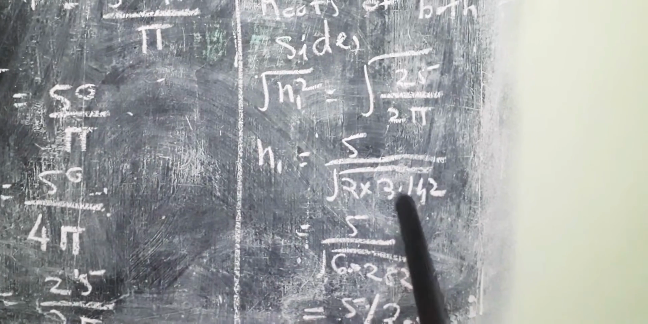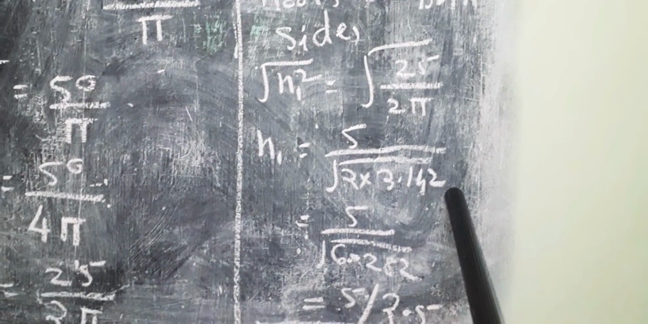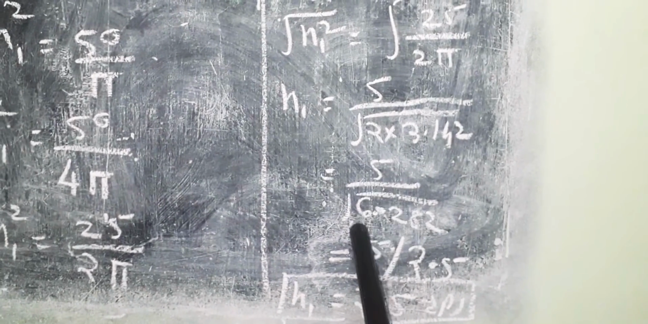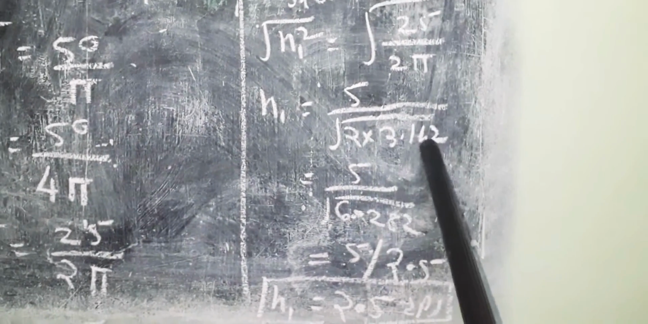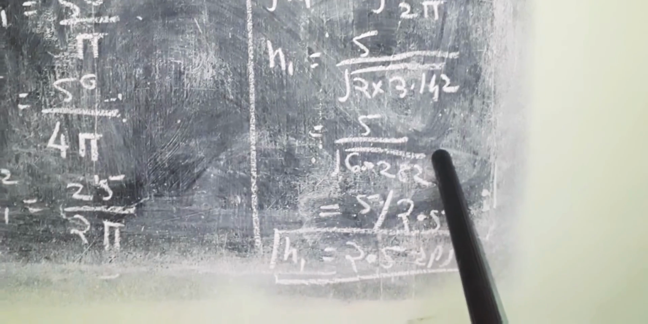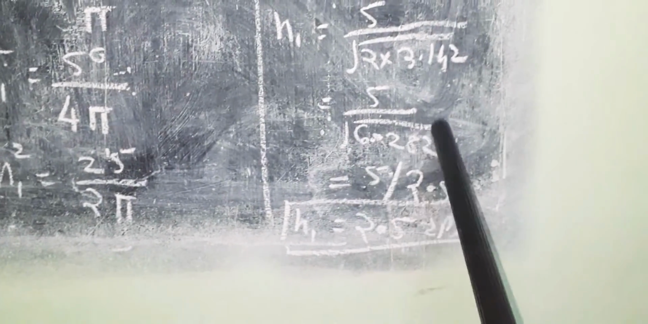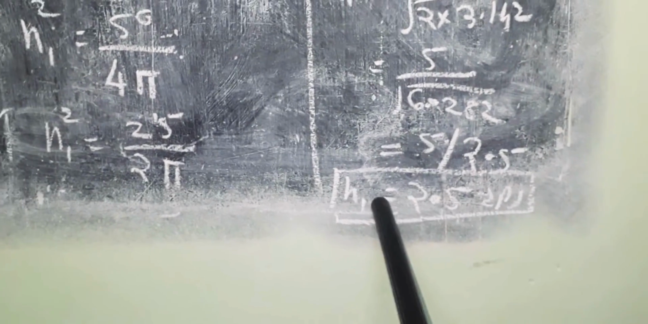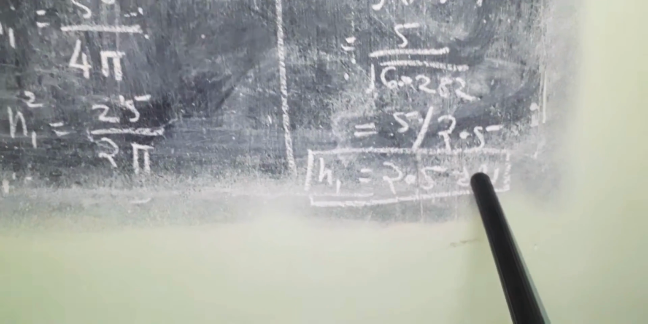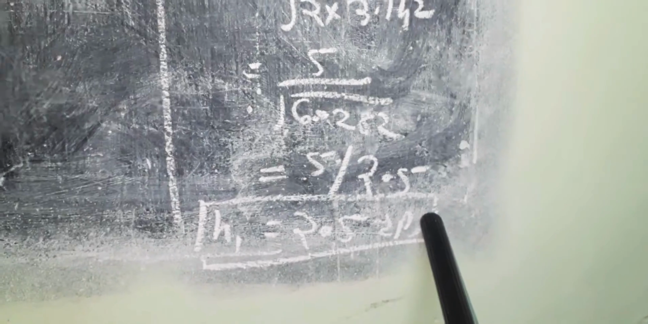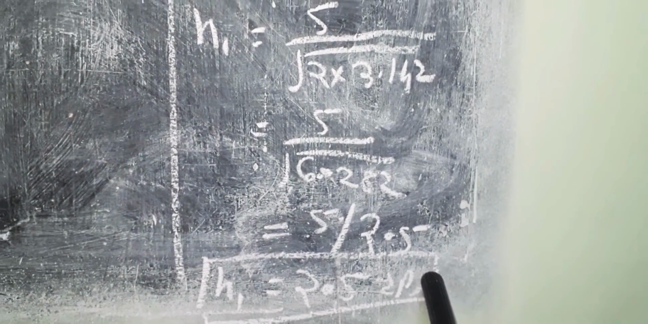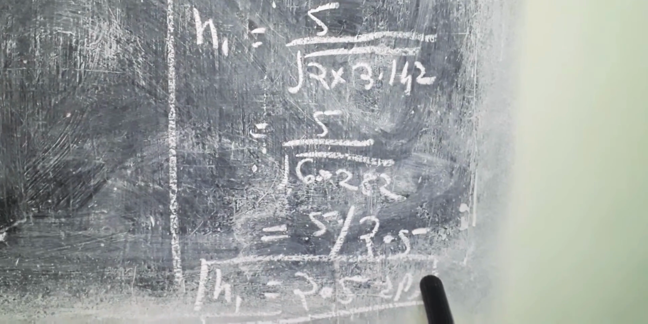What is the value of pi? 3.142. So we get 5 upon under root of this; if you multiply, we get 6.284, and this square root almost comes out to be 2.5. So we get n1 is equal to 2.5 rps, that means revolutions per second. This we wanted to find out in the first case. We got the first answer of the first case.